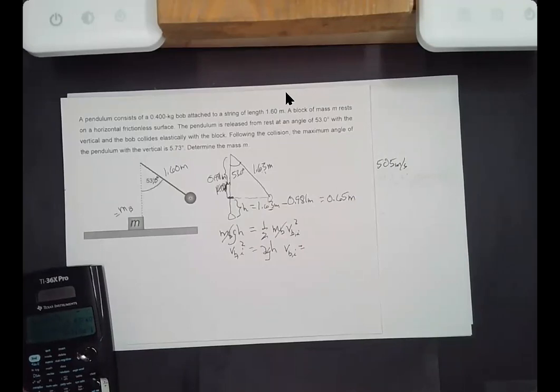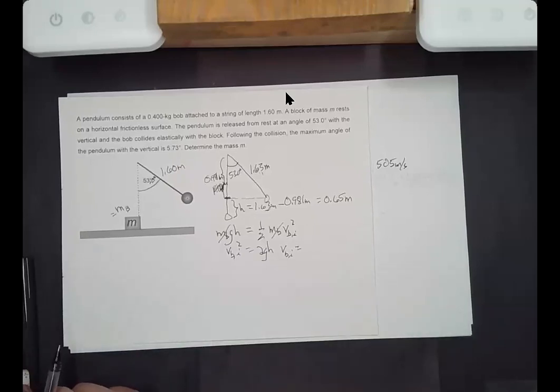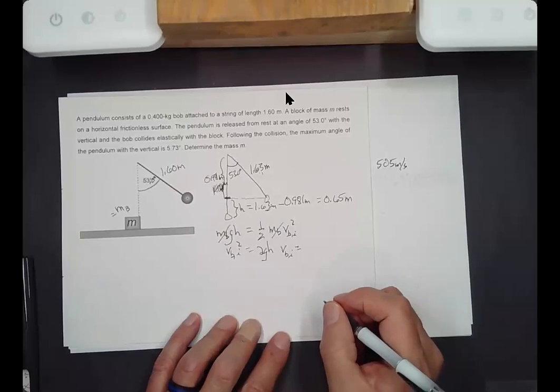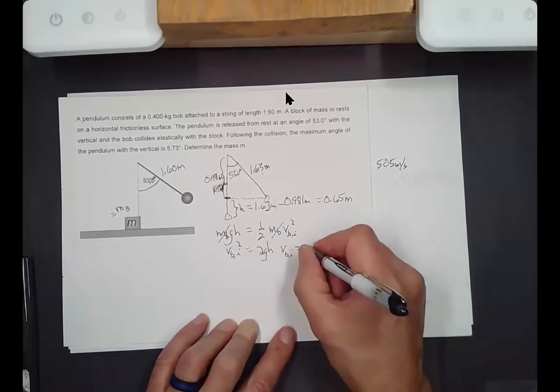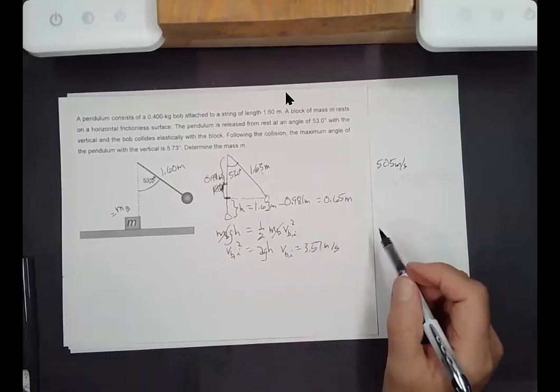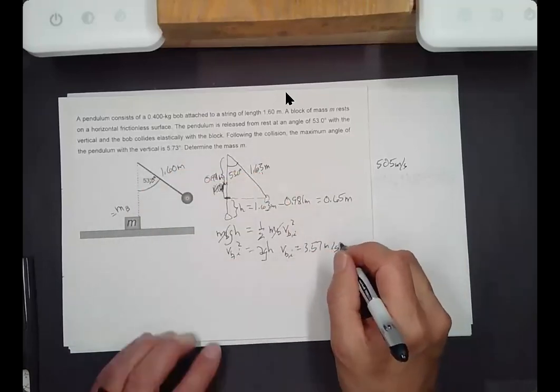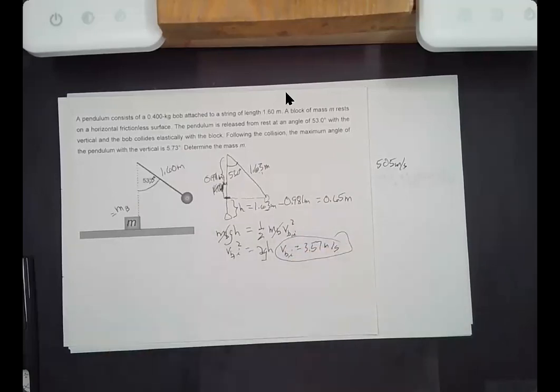Let's see. Okay, oh, got to take that to the 1/2. I get about 3.57 meters per second. Actually, that's a pretty long pendulum thing there. So that's how fast the bob is going when it runs into that thing.